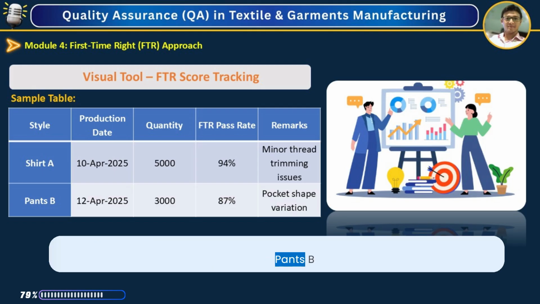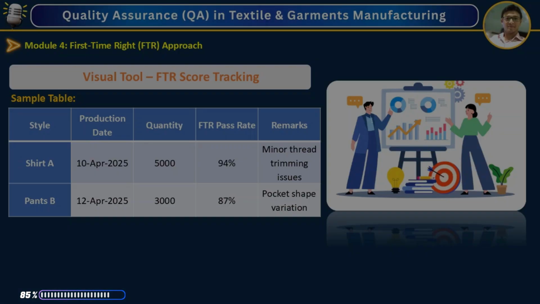Style. Pants B. Production date. 12th April 2025. Quantity. 3,000. FTR pass rate. 87%. Remarks. Pocket shape variation.